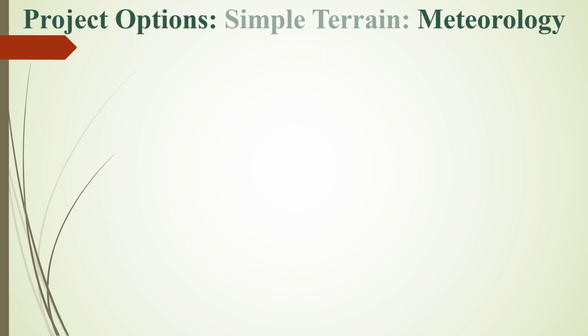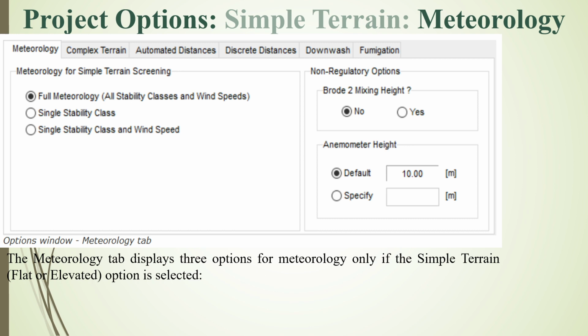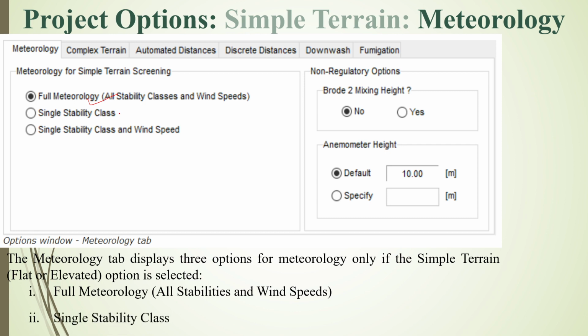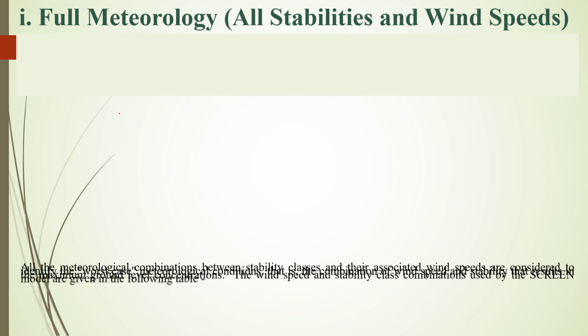So now we discuss the meteorology. You can see that the meteorology tab displays three options. One is full meteorology, second is single stability class, and third is single stability class and wind speed. Now we discuss the first option, that is full meteorology, all stabilities and wind speeds.